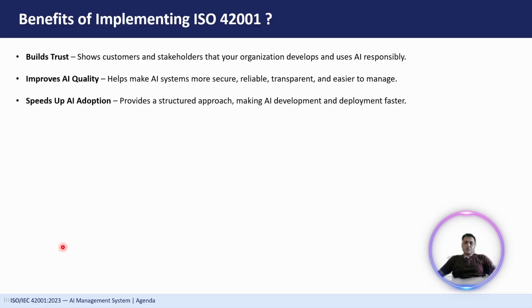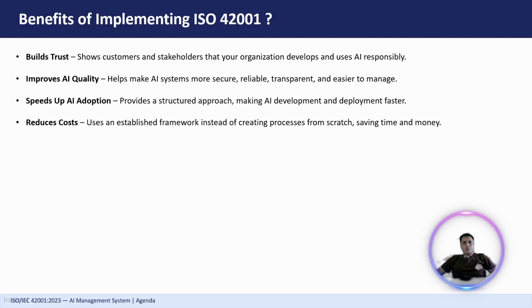So ISO 42001 is a framework which gives you the standard requirements. Just by following those standard requirements, you will be able to easily implement AI or make AI adoption faster, because the standard provides established processes and best practices. Organizations don't have to create their own processes or policies from scratch. The next is reduce cost. Because the standard provides established processes and best practices, organizations don't have to create everything from scratch. This saves time and money, and it can help you implement faster.